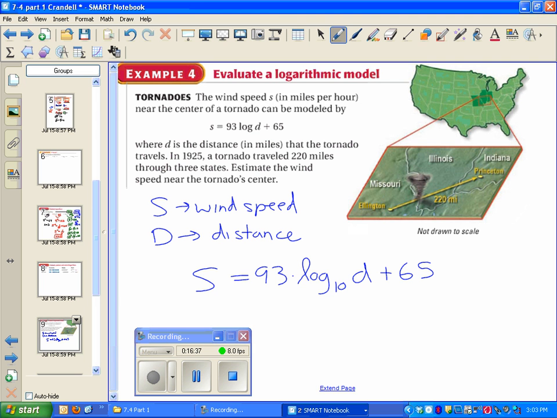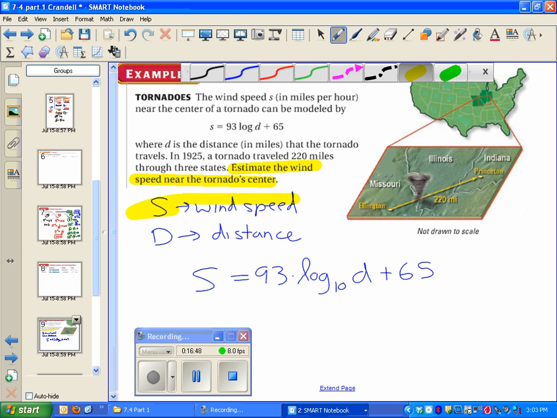Estimate the wind speed. So what is the wind speed? Is that S or D? We want to estimate the wind speed. So is that S or D? If you said S, good job.